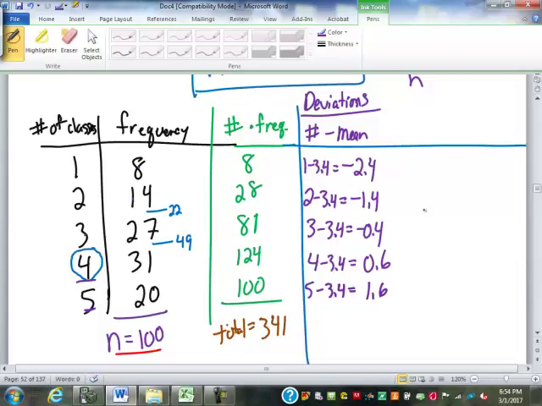Now, if you remember last week, we said if we added up all these deviations, they should add to what? 0. If you tried to add these, they will not add to 0. And the reason is there is not just a single negative 2.4. There are 8 of them, because there were 8 ones. There's not a single negative 1.4 because there's 14 of them. The 0.6, there's actually 31 of those. So trying to add them together here would be kind of difficult.